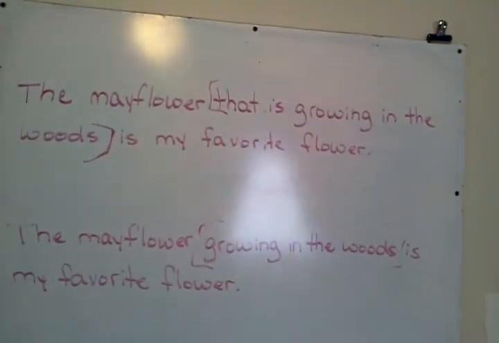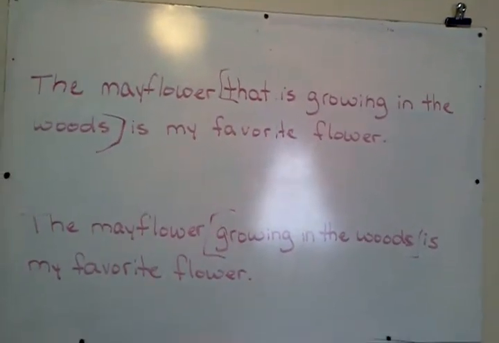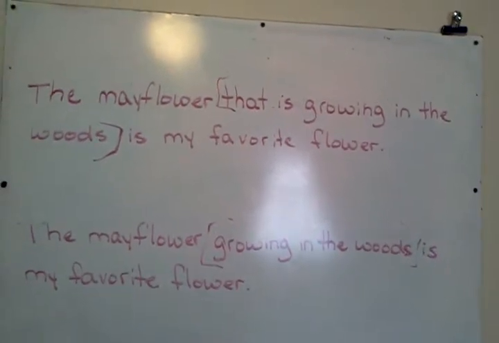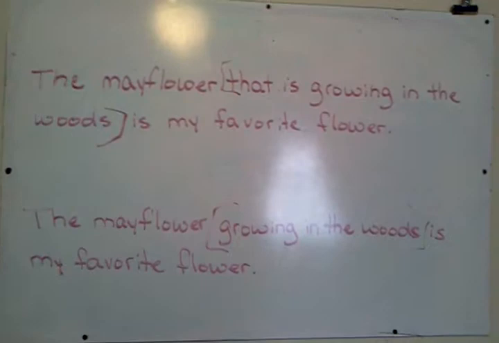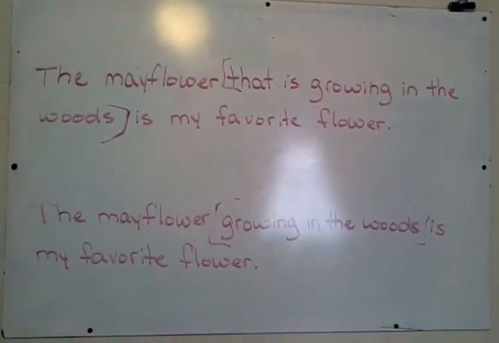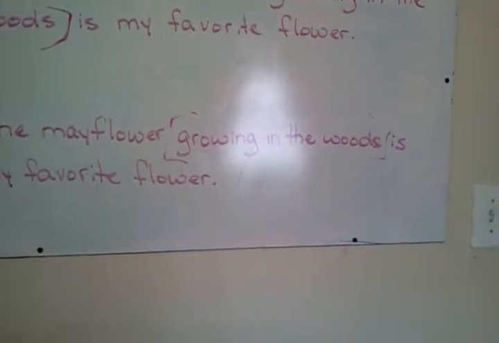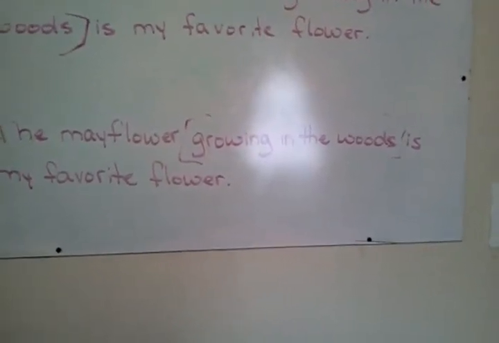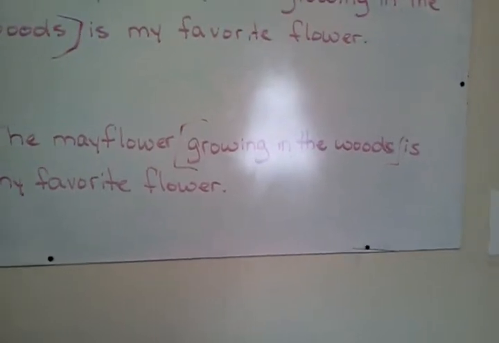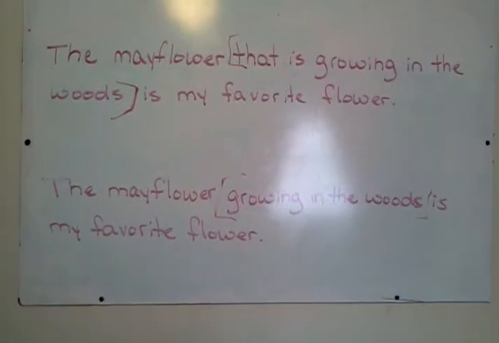So for the clause, that is growing in the woods, it has a subject and a verb. Is is the verb, and then who or what is? That is. So that is a subject, and is is a verb. But in the phrase, growing in the woods, there's a verb form, growing, but we don't know who or what is growing, so there's no subject. So that's why it's a phrase. That's the difference between a clause and a phrase.